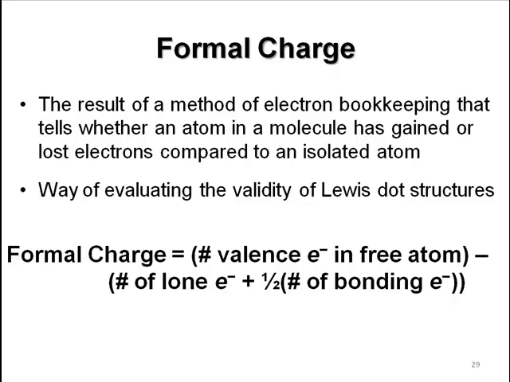So to get the formal charge, here's the formula for this. You count up the number of valence electrons in the free atom. Then you subtract the number of lone electrons plus half of the number of electrons that are in the bonded pairs. So valence electrons in the free atom.